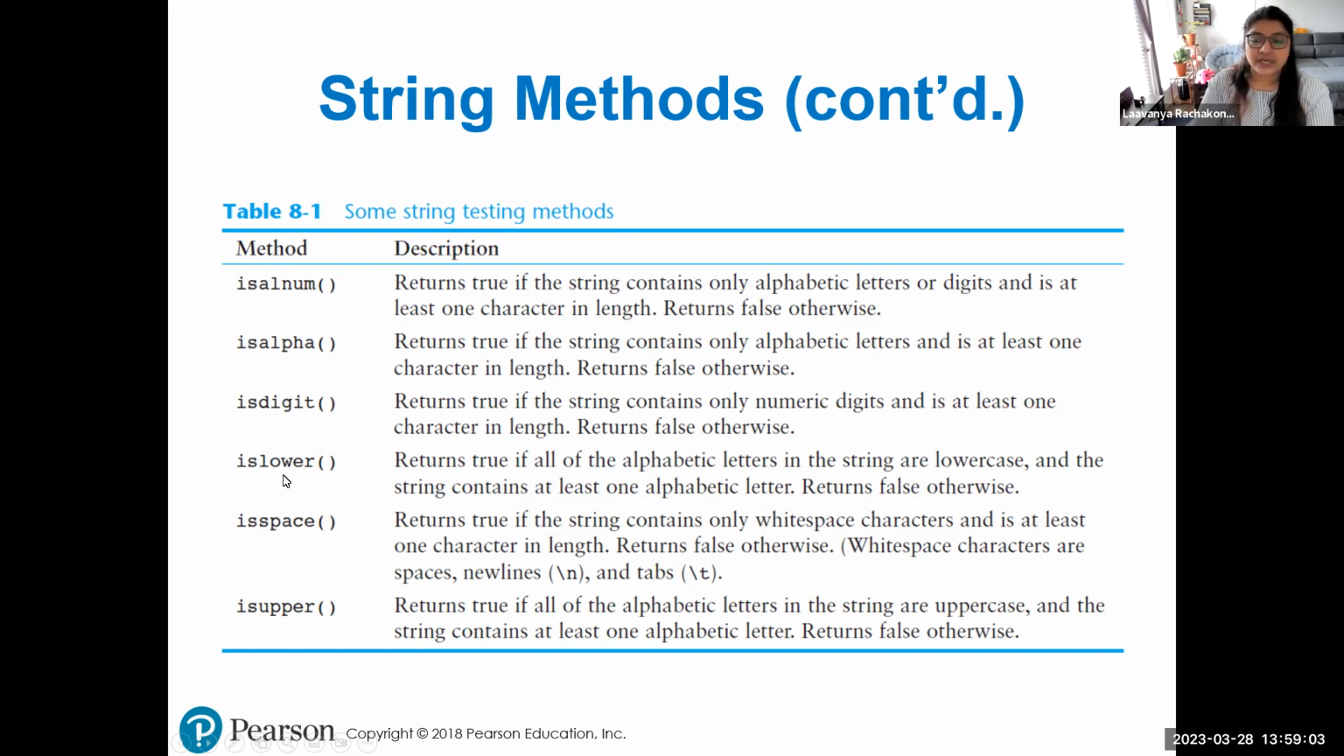If your string has lowercase alphabets, then you can use islower. If your string has only spaces, then you can use isspace. If your string has only uppercase alphabets, then you can use isupper. There is an example where I demonstrate a few of these, and then in the lab session, we are going to demonstrate most of them. So you're still going to get the practice out of these methods.